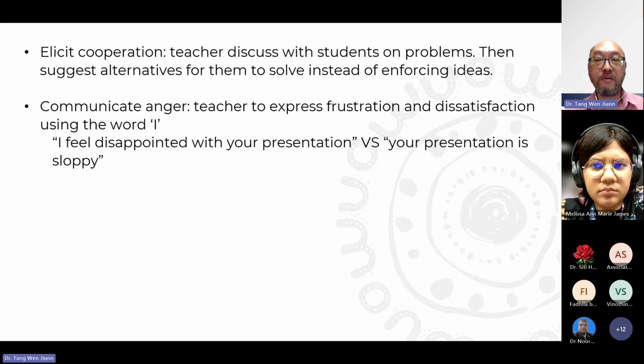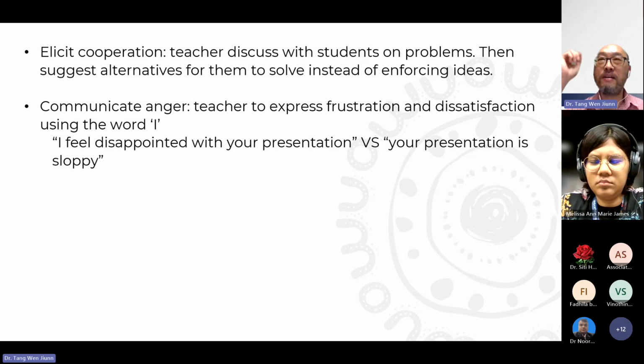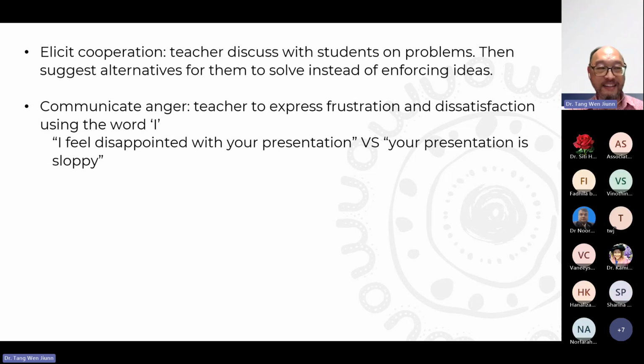Instead of saying your presentation is sloppy, we can say I feel disappointed with your presentation. Can you see the difference there? If after the presentation I say your work is sloppy, it's like a direct confrontation with the students. They might feel angrier, or if they actually put in effort, then with that kind of direct statement, they will feel embarrassed, they'll feel angry.